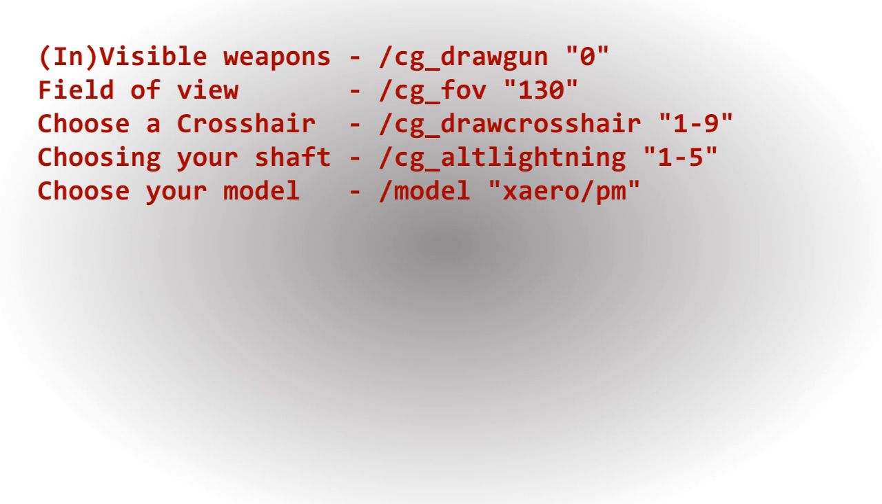cg_altLightning is any value from 1 to 5, I think. There are different shaders and different types of lightning. I think the one I use is 4, and it basically just shows you where it's hitting. There's no shader, there's no lightning shaft, if you like that.